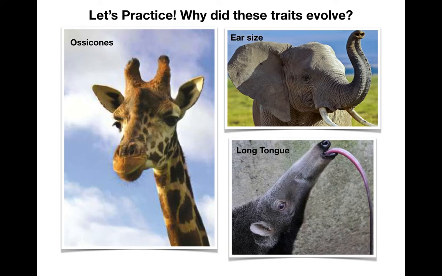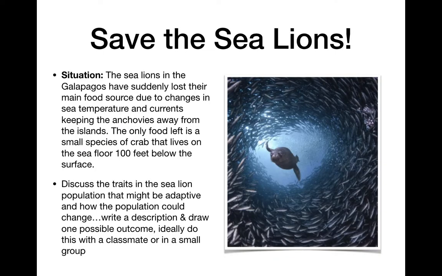Okay, the last example here that you're going to figure out is for sea lions. This is one you're going to write up for yourself, and I'm going to give you feedback on Schoology, and I recommend you work with somebody else. So this is a sea lion, and this is in the Galapagos Islands. Here's the situation. The sea lions in the Galapagos have suddenly lost their main food source. The ocean temperature changed, and the currents changed, and the anchovies, all these small fish they normally eat, are gone. The population left the islands, and the sea lions have lost that food source.